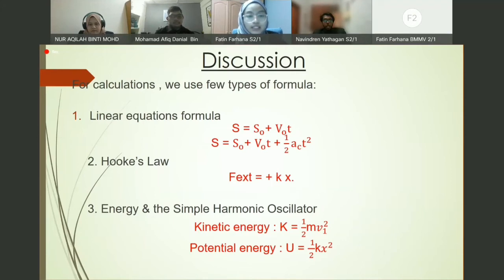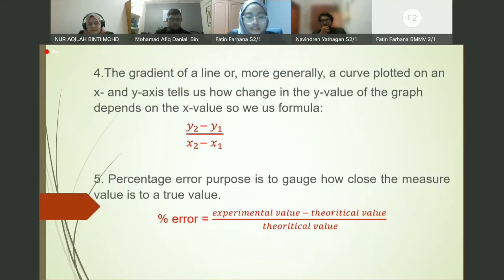Okay, second one, we use Hooke's law. In finding the spring elongation, we use Hooke's law and also the energy in the simple harmonic oscillator, which is kinetic energy and potential energy, as stated in the slide. Okay, Hooke's law is the force exerted by the spring. The external force we exert on the spring is F external equals kx.